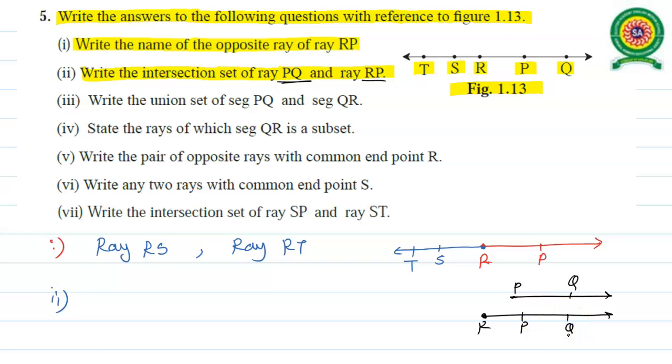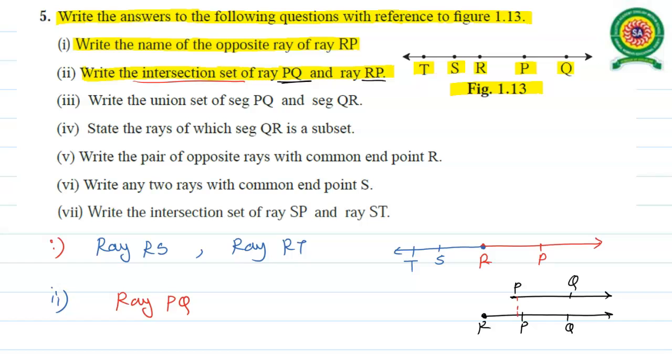Now we have to write their intersection part. Which is the intersection part? That should be included in both rays. So from P towards the right of P, each and every point on ray PQ is the intersection part of ray PQ and ray RP. So we write that ray PQ is the intersection set of both rays.